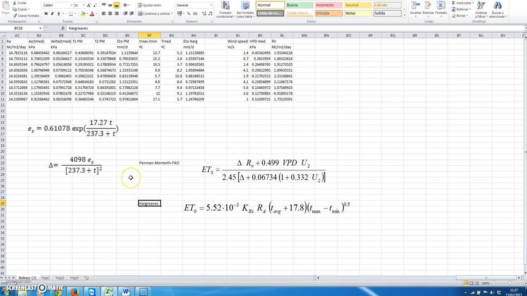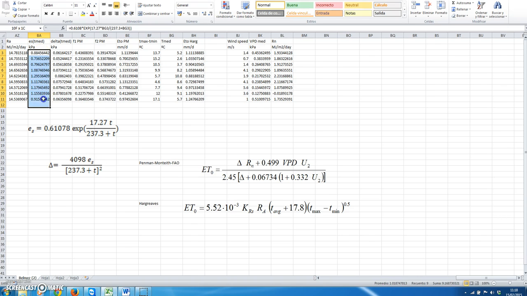First of all, we need to calculate the value of delta. Delta is the slope of the saturation vapor pressure versus temperature curve, and is calculated using this equation. In this equation, we need to know the saturated vapor pressure that we saw was calculated using an exponential function like this one. We evaluate this exponential function for the value of average temperature that we have in this column. So here, in this column, we calculate using this equation the values of saturated vapor pressure.